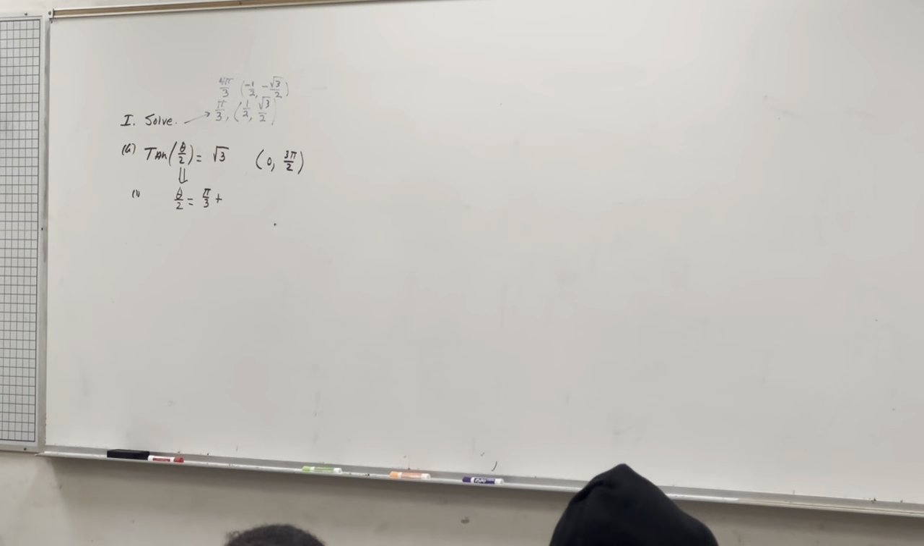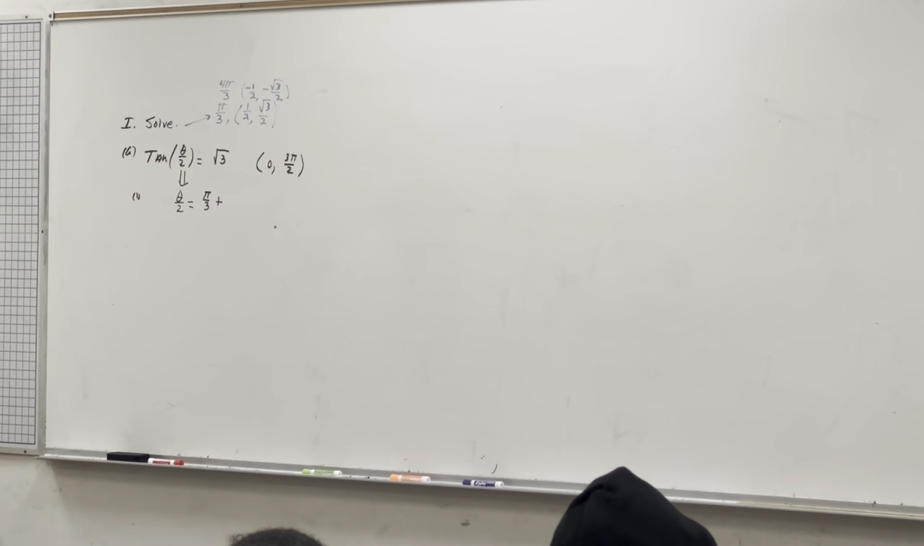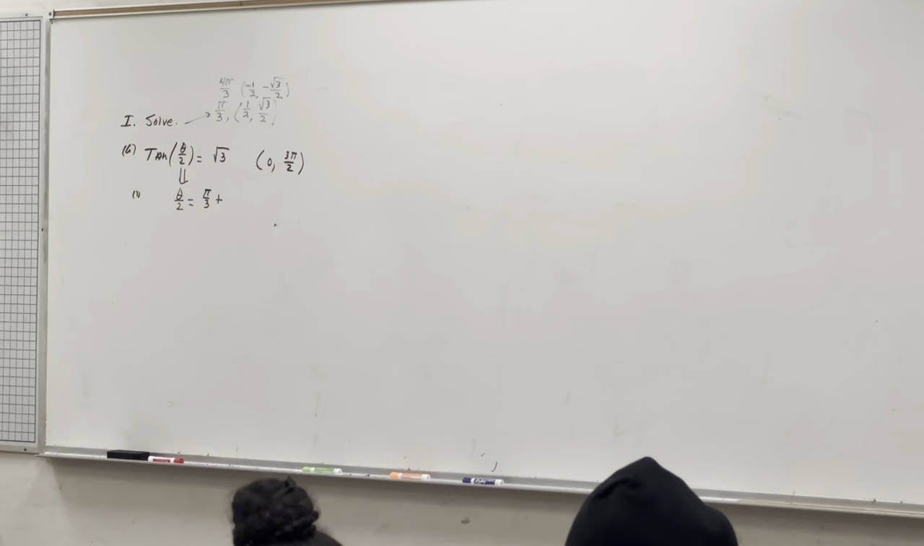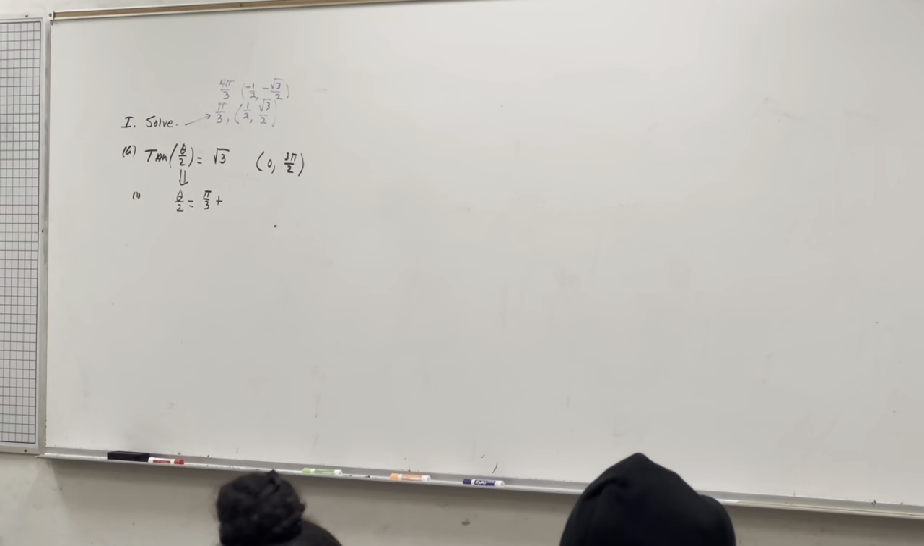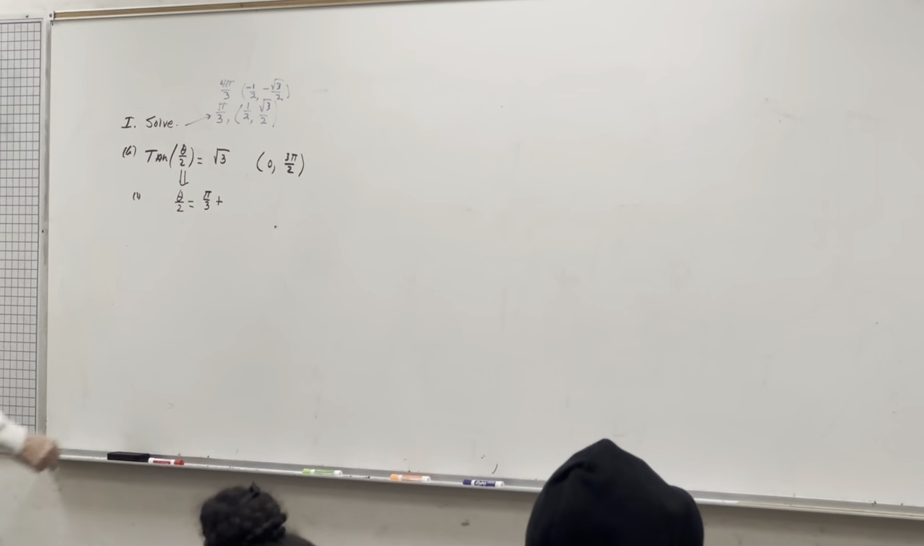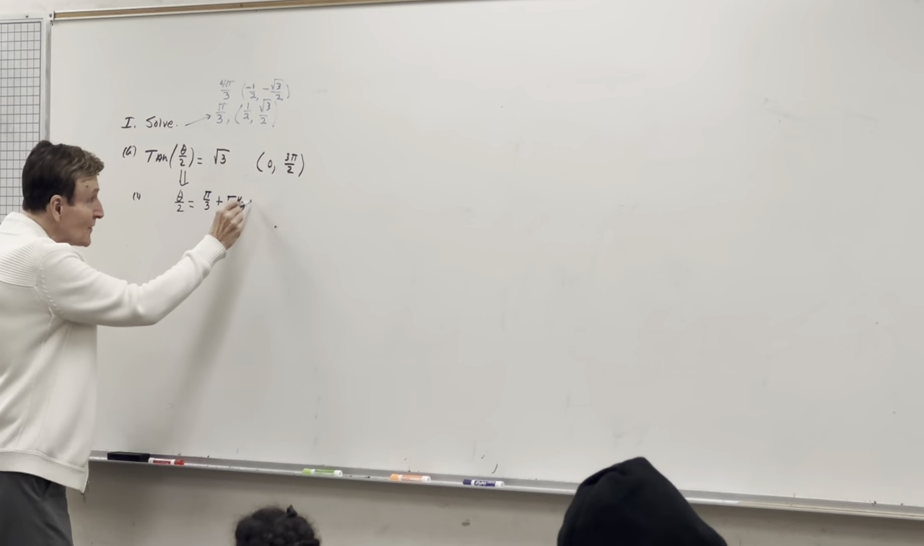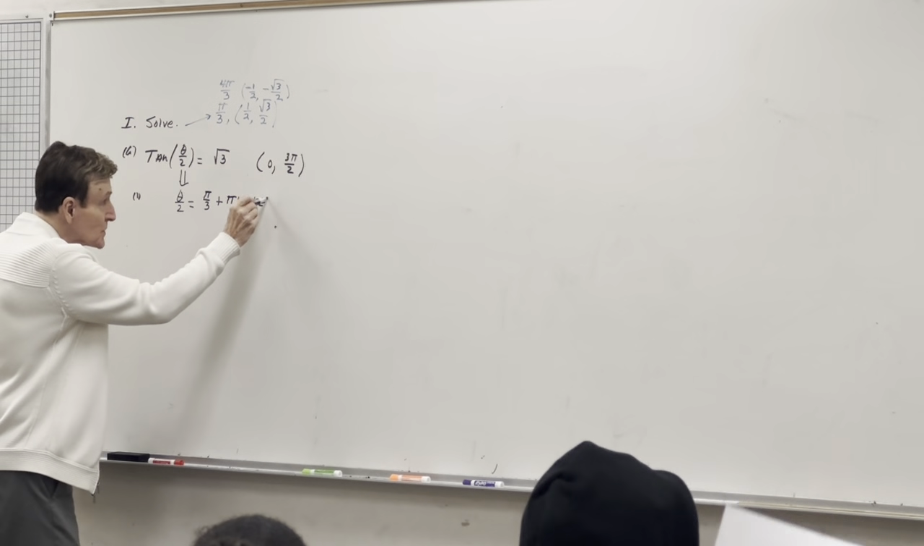Now I've got to be careful here. Does anyone recall what the period was for tangent? Now I'll tell you this much, it's not 2 pi. It was 2 pi for the others. It's just pi. So pi over 3 plus pi k, where k is an element of the integers.